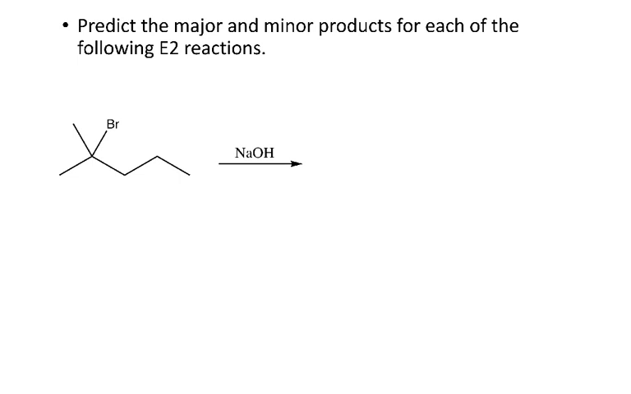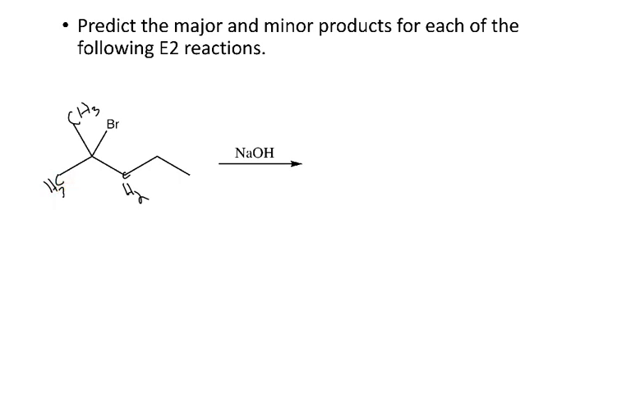So, in order to predict the products, I need to know where I have hydrogens on beta carbons. And so, right, this is a methyl group, so I've got hydrogens there. I've got hydrogens there. I've got a hydrogen there, and those are my only beta carbons. Now, these two methyl groups are chemically equivalent, so it doesn't matter whether I take one of these hydrogens or one of these hydrogens, the product is going to be the same.